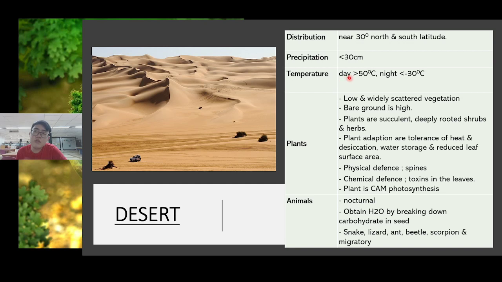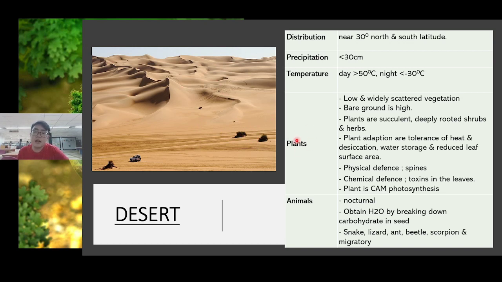And the temperature during the day is very high, more than 50 degrees Celsius. But during the night, it is very cold, down to negative 30 degrees Celsius. So you will see that the temperature difference between day and night is very broad. It's very high. So this kind of place is not suitable for humans to survive at all. No human wants to survive at this kind of place. And not only humans, plants and animals also do not want to survive at this kind of place.